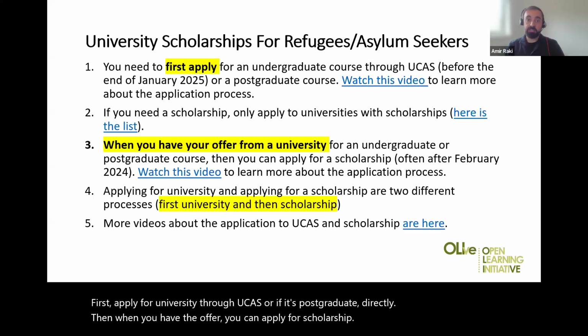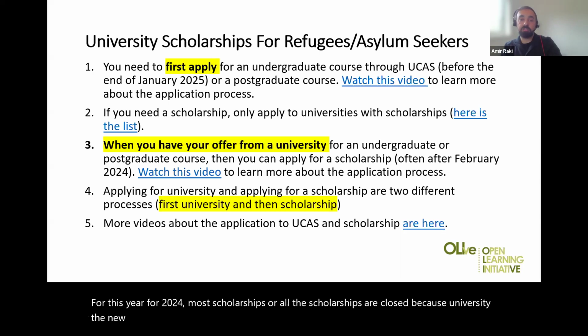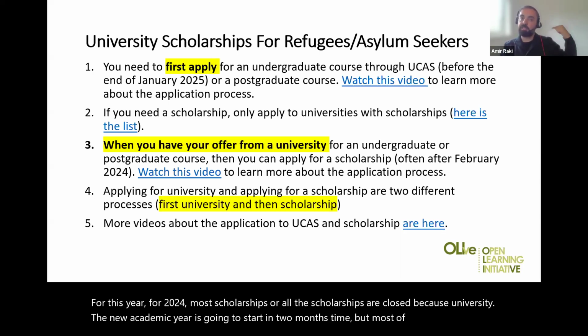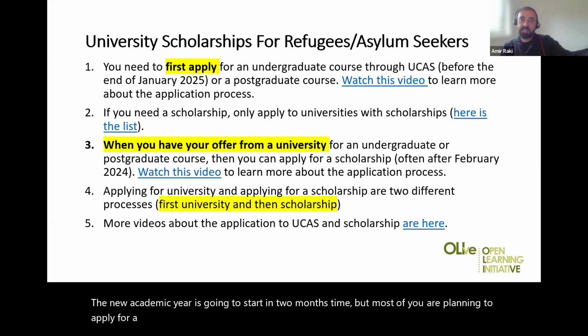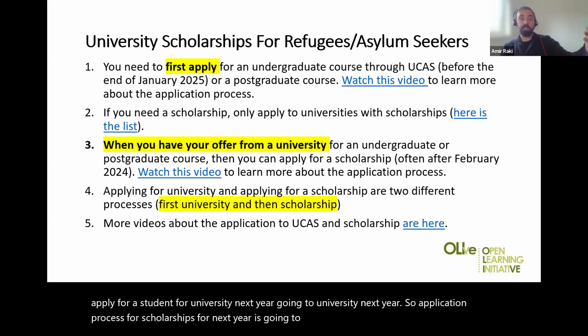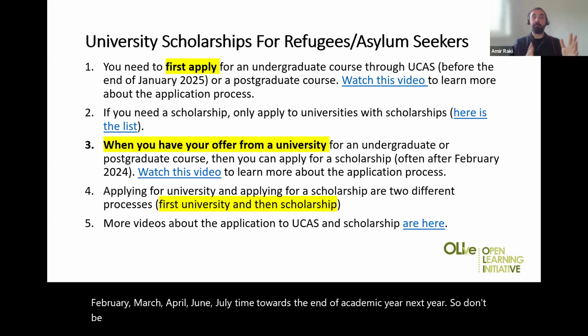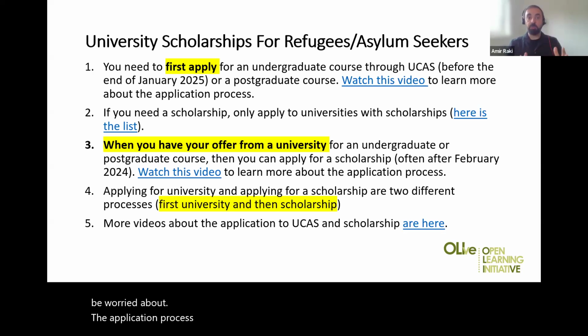For this year, for 2024, most scholarships, or all the scholarships, are closed because the new academic year is going to start in 2 months' time. But most of you are planning to apply for university next year. So the application process for scholarships for next year is going to be in February, March, April, June, July, towards the end of the academic year next year. So don't be worried about the application process for a scholarship at this moment, because first you need to have an offer from a university.